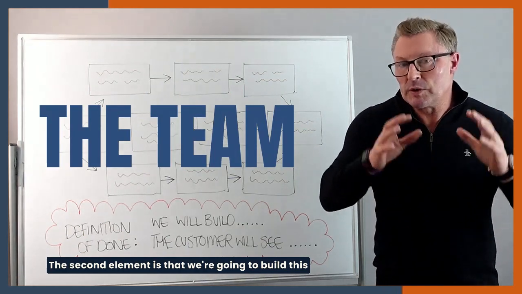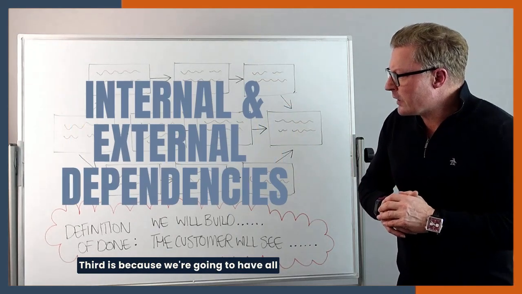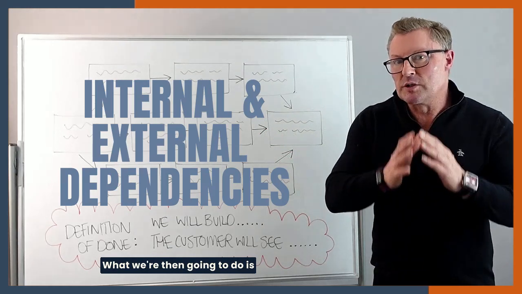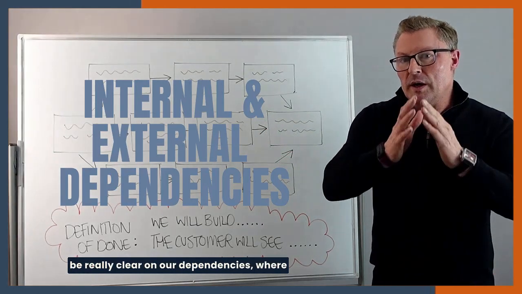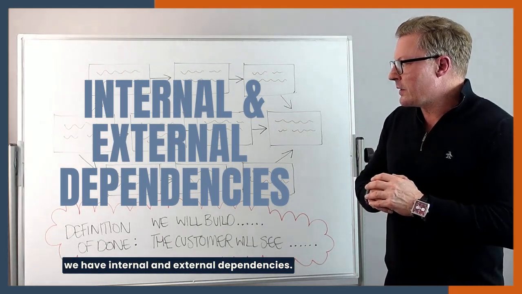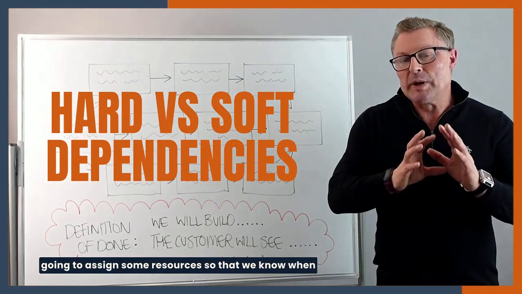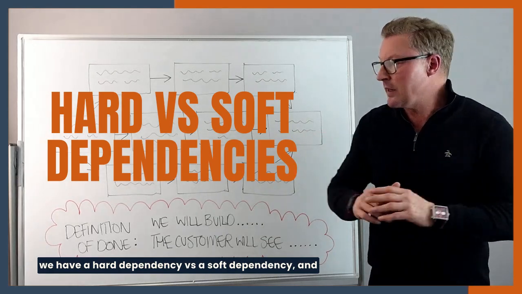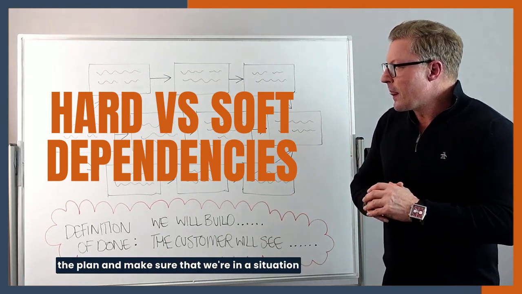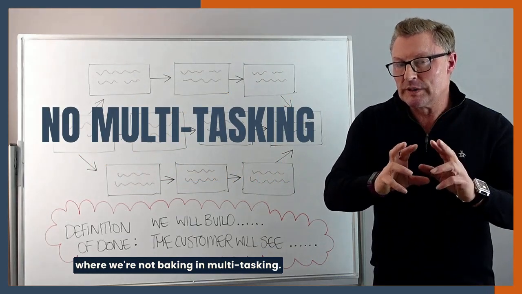The second element is that we're going to build this with the team, the people who know about the work. Third is, because we're going to have all our big chunks of work mapped out, what we're then going to do is be really clear on our dependencies, where we have internal and external dependencies. And also what we're going to do here is we're going to assign some resources so that we know when we have a hard dependency versus a soft dependency, and when we can actually do activities in parallel to shorten the plan and make sure that we're in a situation where we're not baking in multitasking.